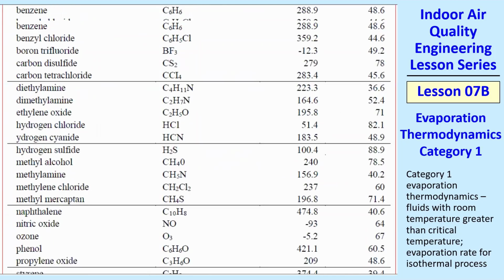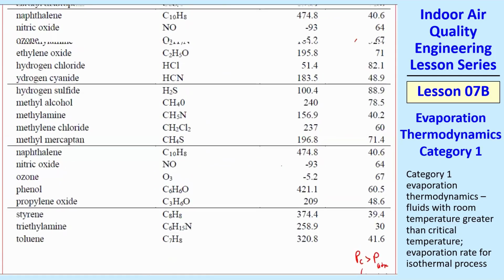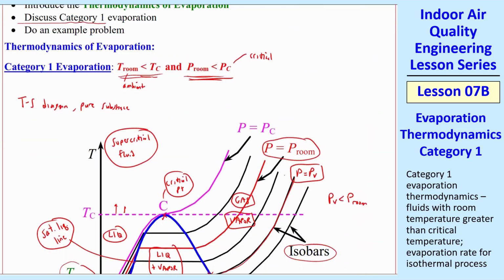The temperature, on the other hand, notice that TC is sometimes, like here, these are actually negative. TC is sometimes less than T equal 25 degrees C. But for most of these cases, TC should be greater than T room. So if we're talking about ambient SATP, most of these substances would be a category 1.